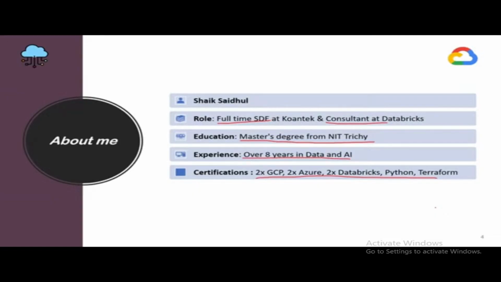Just remember me as Sheikh Saidul. I am the trainer for GCP data engineering. I have been teaching GCP data engineering for the last 2 years, and earlier I was teaching Azure. Now I'm mostly teaching Azure and GCP data engineering only, and this is all about me, guys.